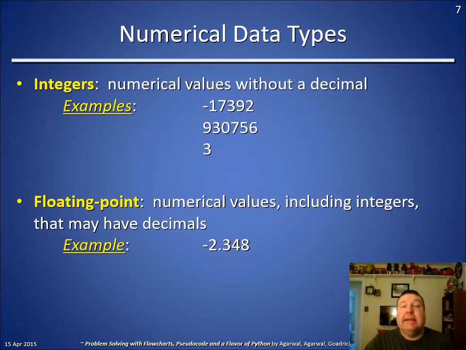Okay, for the numerical data types that we're going to talk about, the first is integers, which are numerical values without a decimal place. That is considered an integer, which we'll go over how to calculate later on as well. A floating point data type is any numerical value, including integers, that has decimals behind it. So if you see a decimal, it's a floating point. If there's no decimal, it could be either floating point or integer.